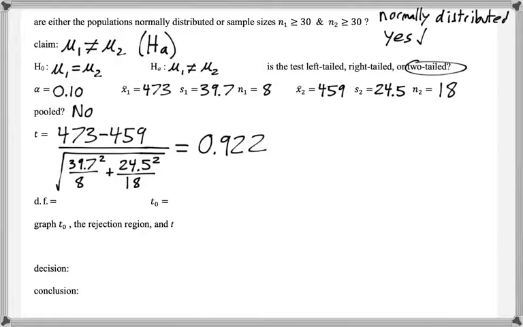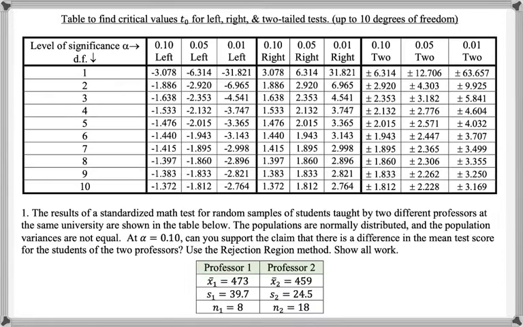For the degrees of freedom, we have to subtract 1 from each of the sample sizes, and then select the lower value. So the critical value is plus and minus 1.895.